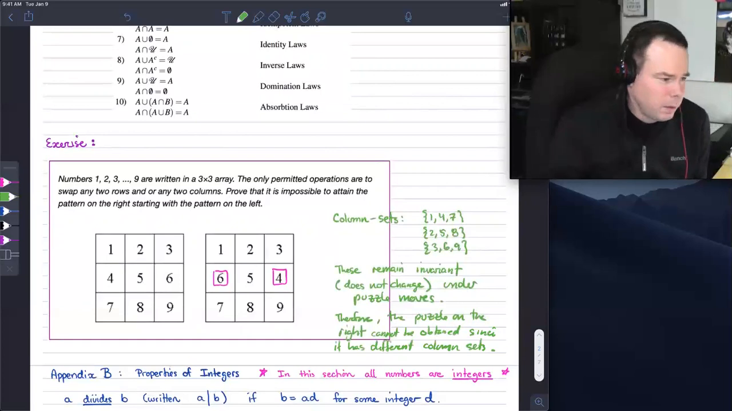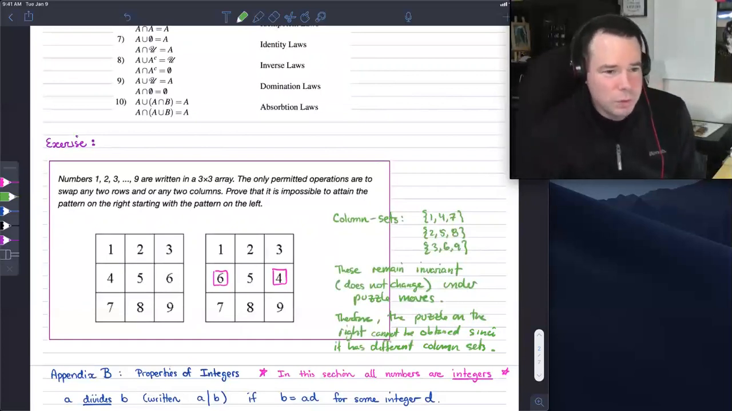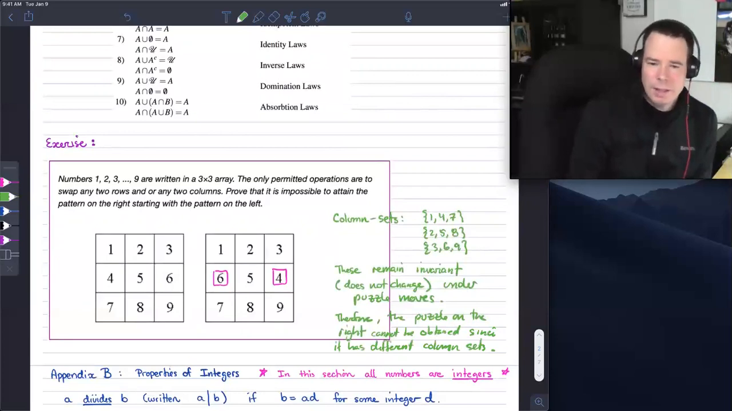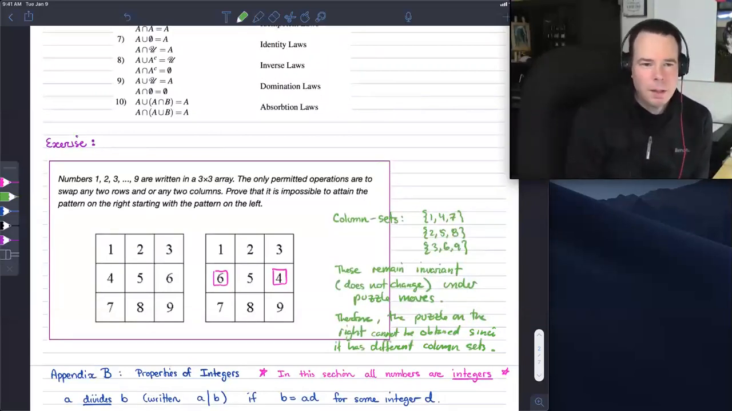So there's an idea of just using sets to collect information, to collect objects together that have similar or the same properties. In this case, we're using the sets to collect together the objects which live in the same column. And those sets remain invariant. Those sets will never change. Those numbers living in the same columns will always live in the same columns.